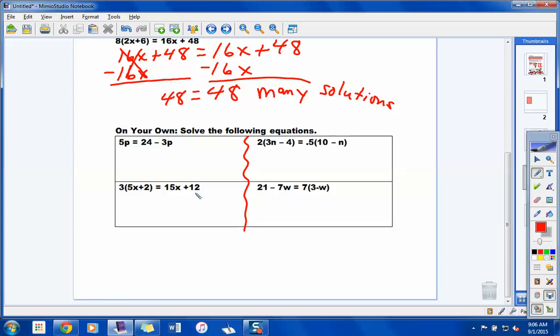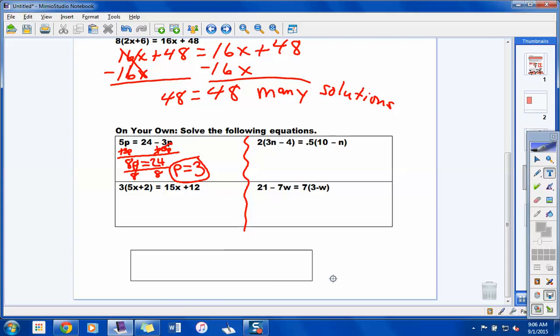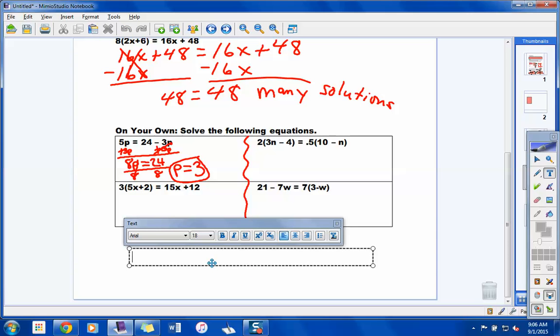What I did first is I added 3p to both sides. And then I got 8p equals 24. And then I divided by 8 on both sides. And then I got p equals 3. I'm going to agree that p is equal to 3. Okay, here's what I want you guys to do. Thanks, Kelly. Excellent.